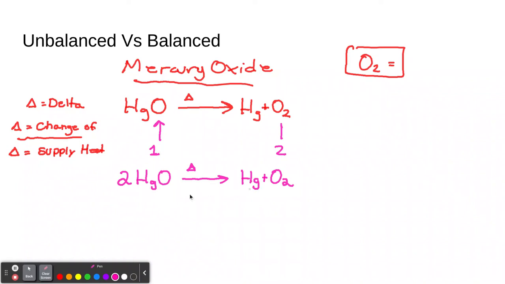This is still unbalanced. Why? Still unbalanced because we have 2 mercury over here, but only 1 over here. So we have to fix that also. So we use green. Why not? We have our delta sign, and we have to put a 2 here. Now it's balanced.